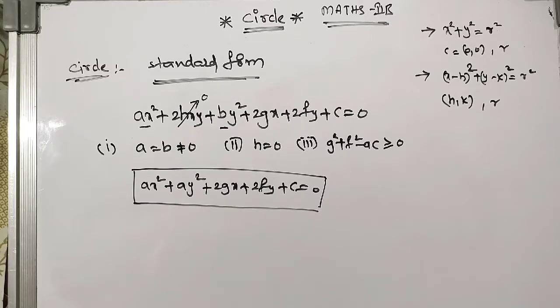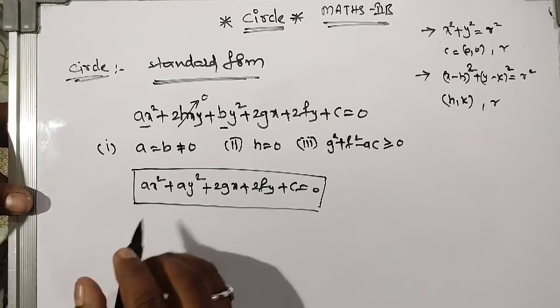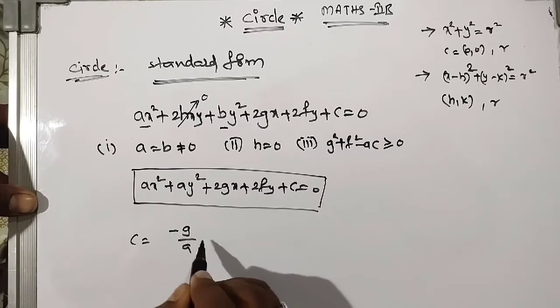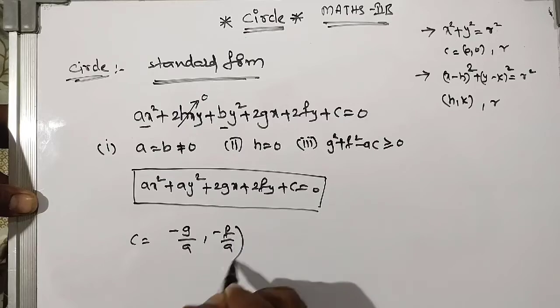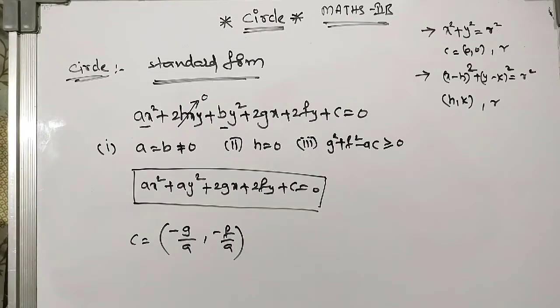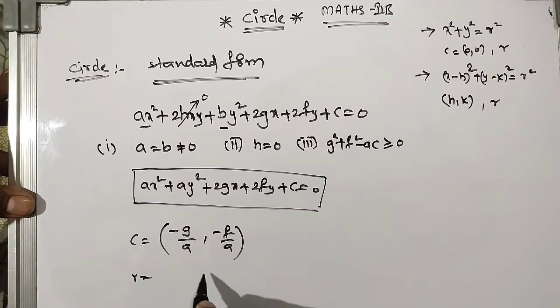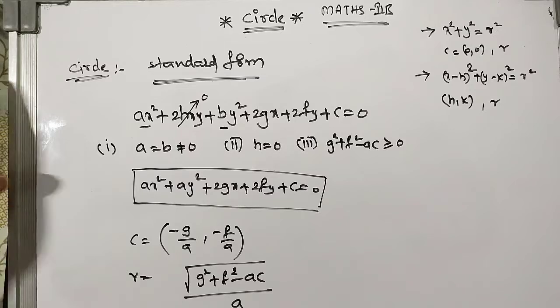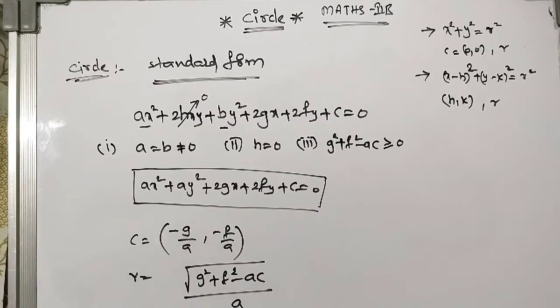So when it is the circle equation, what is the center? The center is minus g by a and minus f by a. Minus g by a and minus f by a is the center of the circle. And the radius is the square root of (g square plus f square minus ac), divided by a. So this is the formula of the radius. This indicates the radius, and this indicates the center.